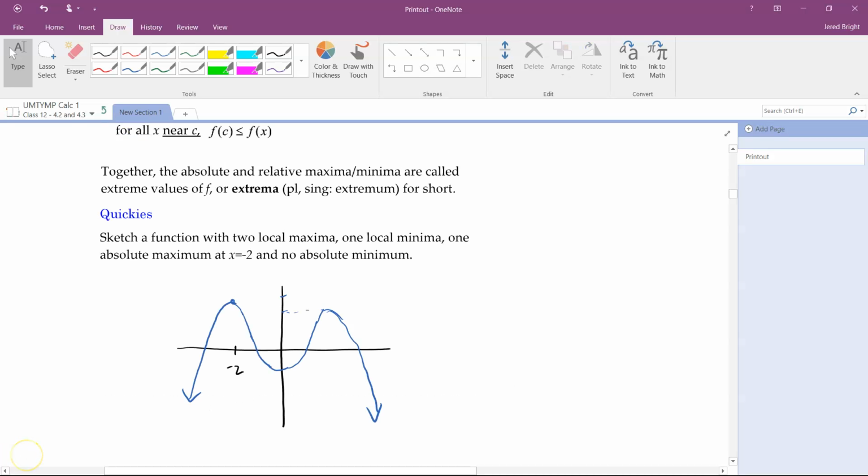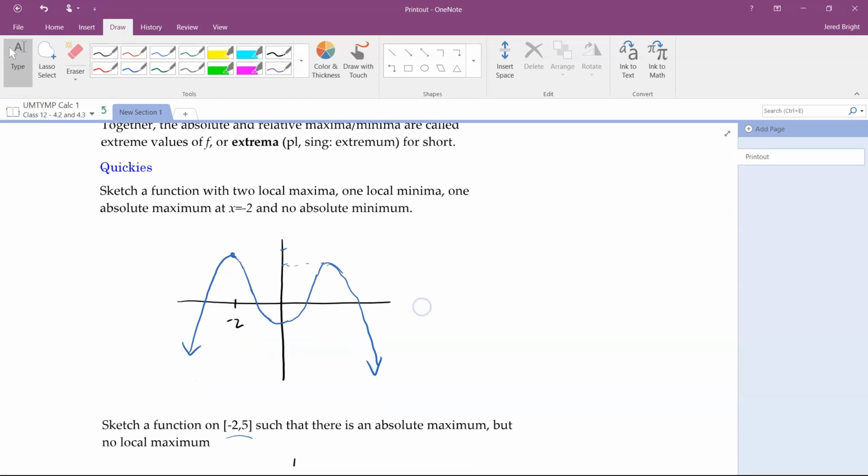Here's an example of what I have. For this first one, I have two local maxes, one there and one there. Again, I'm using the language of local; you can use the language of relative. One local min, so this is a local min, and an absolute max. Your local extrema can be absolute extrema as well. And there's no absolute minimum because it's continuing on down.